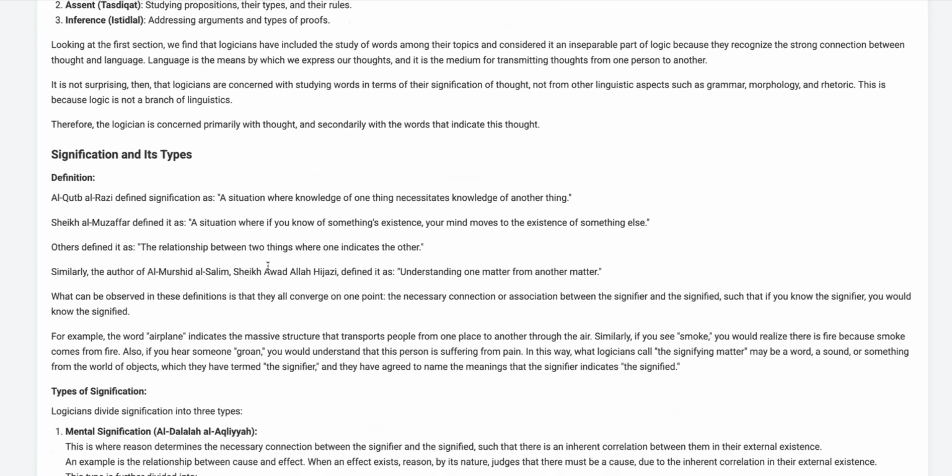So here are some definitions of dalil and madlul, this relationship between something and what it signifies: a situation where knowledge of one thing necessitates knowledge of another thing. That's the definition of istidlal by Al-Qutb al-Razi. So if you know that dalil, then you know its madlul.